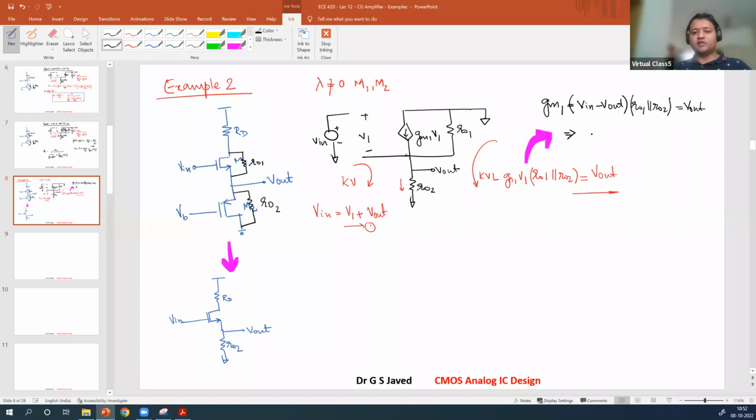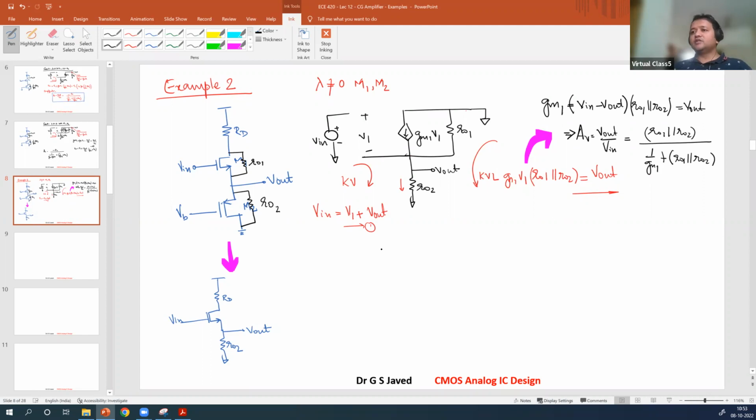On simplification, you get the gain. Just take Vout to the other side. So your AV is equal to Vout by Vin. That is equal to R1 parallel with R02 in the numerator. Since this term is there for both Vin and Vout, you will find it in the numerator and in the denominator. In the denominator, it will come along with 1 over GM1 plus the parallel factor, R1 parallel with R02. So this is your gain.